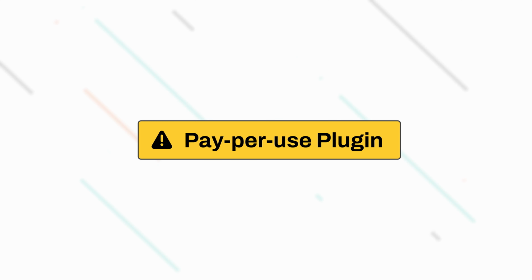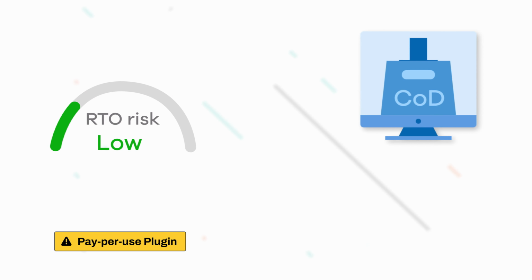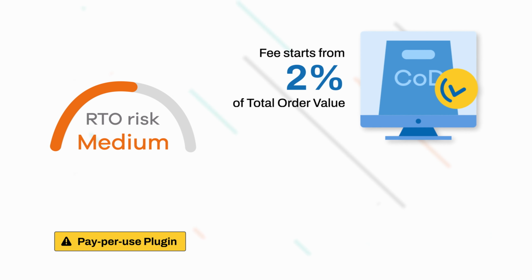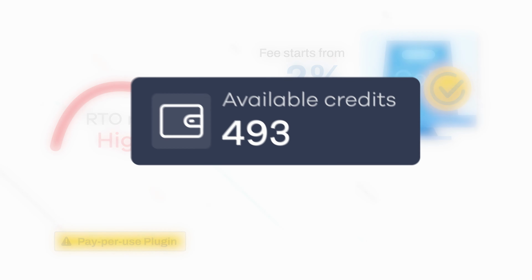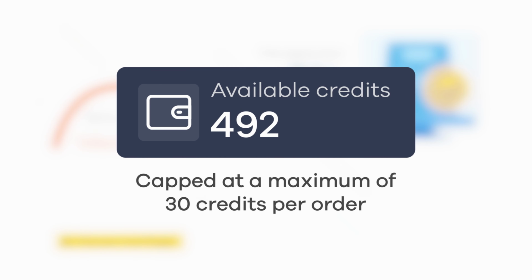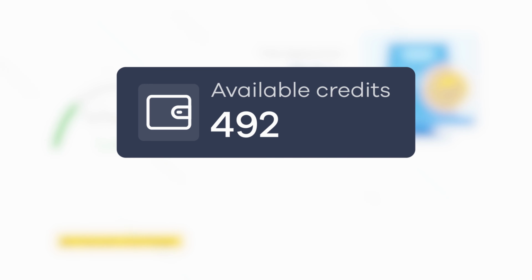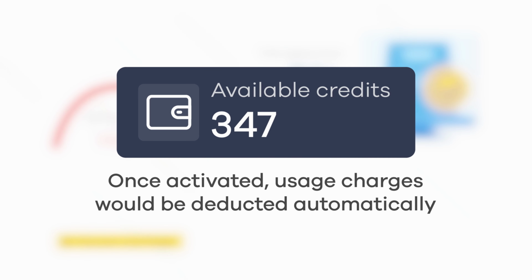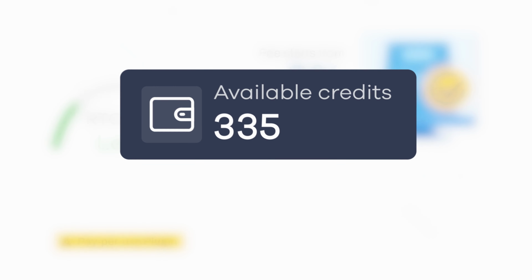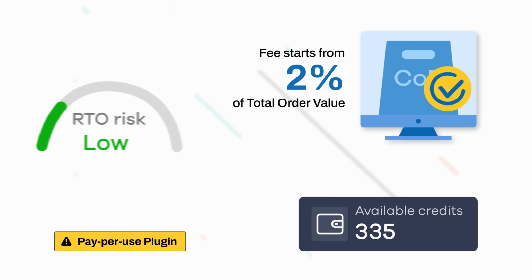This is a pay-per-use plugin, and once enabled, you can predict RTO on incoming COD orders for a nominal fee starting from 2% of the total order value, which will be deducted from your Dukaan credits, capped at a maximum of 30 credits per order. Please note that for the RTO Optimizer to work, you will need a minimum of 250 Dukaan credits on your wallet before activation. Once activated, the usage charges would be deducted from your Dukaan credits automatically, and you can check usage history in the plugins menu.